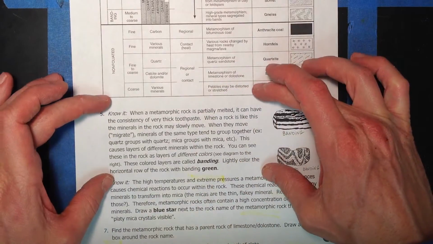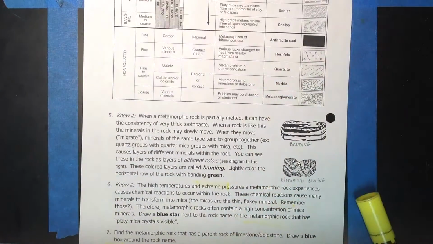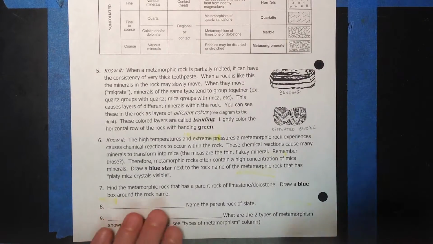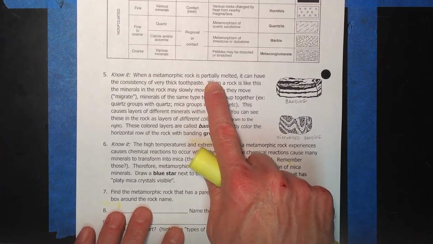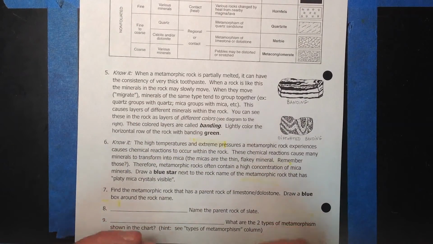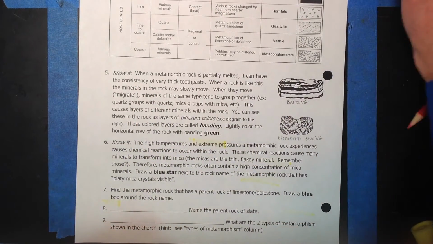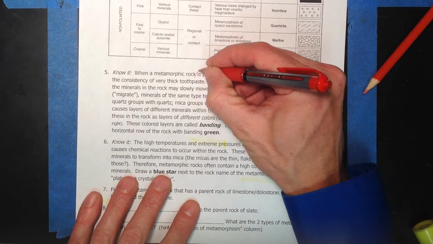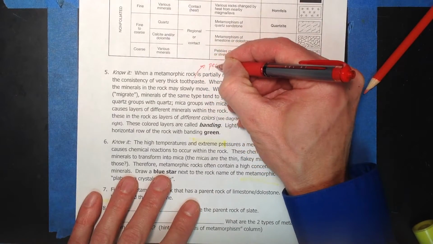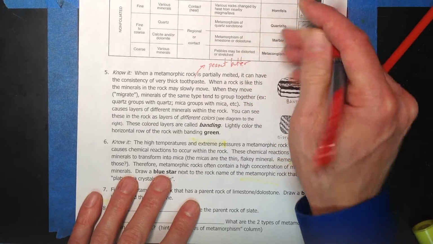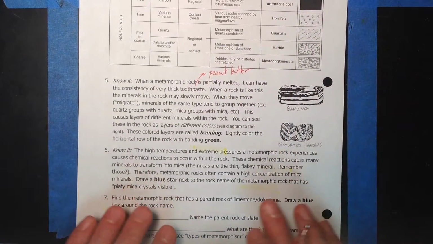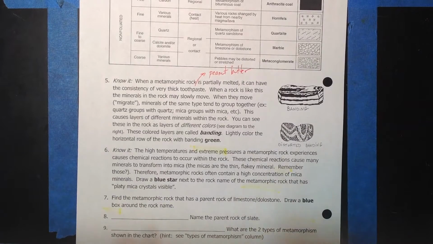This is a lot right here, but this is very important. Watch this. Okay? I have an example here. Banding, distorted banding. When a metamorphic rock is partially melted, it can have the consistency of very thick toothpaste. I also said maybe an even better example is peanut butter consistency. It's a little hard, we've never really seen it in the real world, but we know it to be something like that.